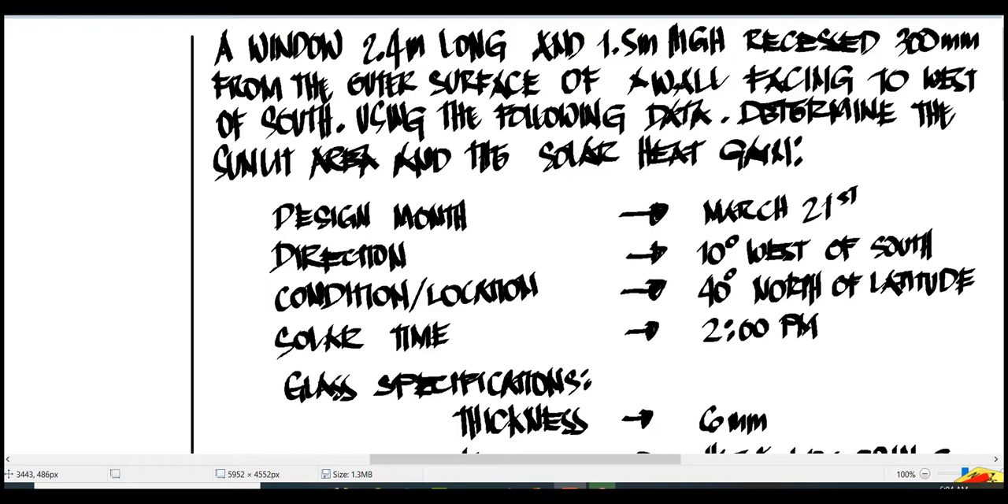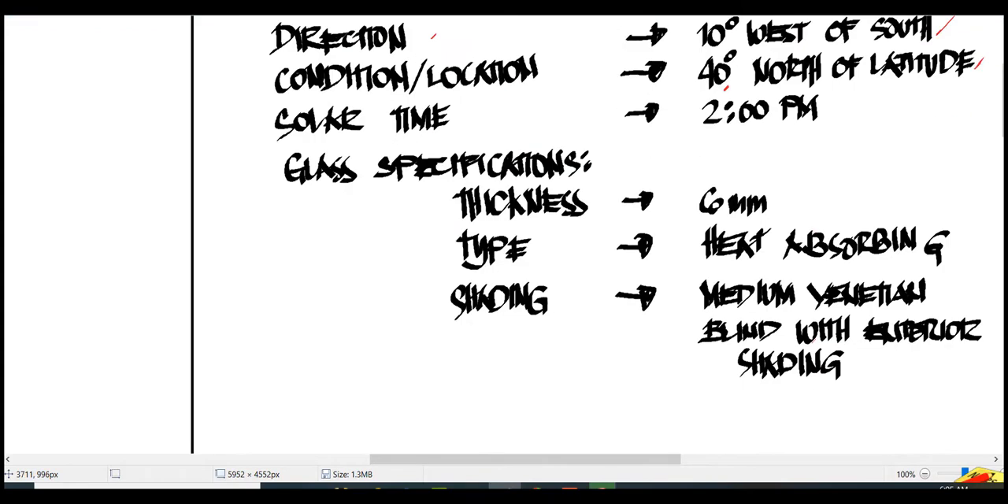We have the design month, that is March 31, and we have also the direction, which is 10 degrees west of south. The condition locations: we have 40 degrees north latitude, and the solar time, which is 2 o'clock p.m. For the glass specifications, we have the thickness, which is 6 mm. The type is heat absorbing. Shading: medium Venetian blind with interior shading.